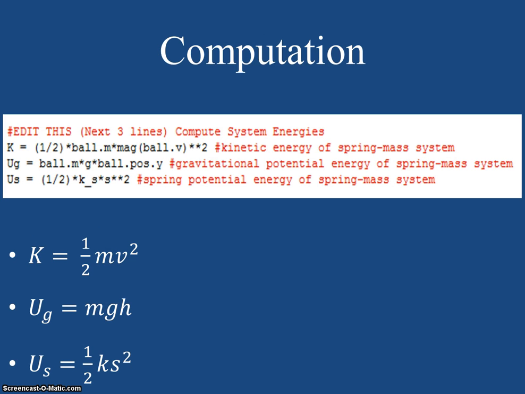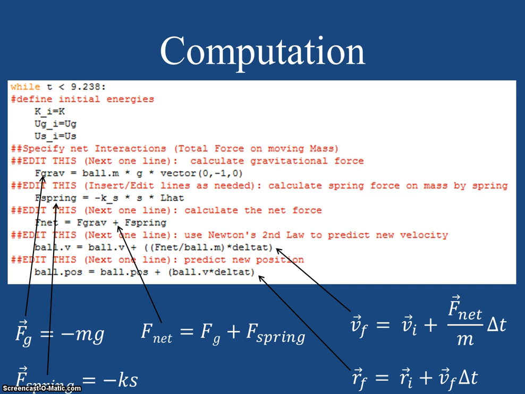This part of the code displays the equations of kinetic energy, gravitational potential energy, and spring potential energy. These are used in constructing the energy change graph that was shown earlier. This next part of the code updates the velocity and position of the mass using net force. Net force is calculated using the sum of weight force and spring force. You can see where in the code the equations are translated.